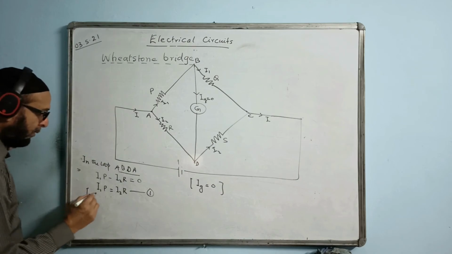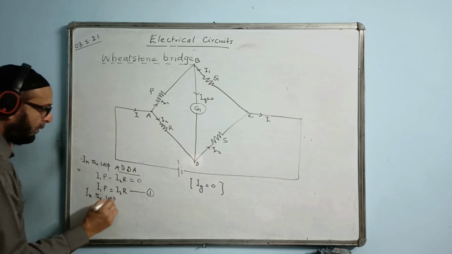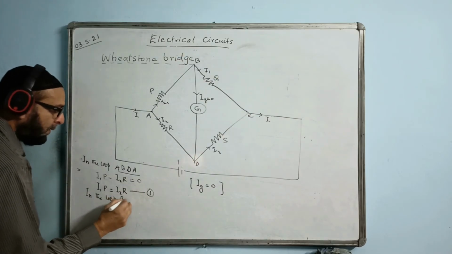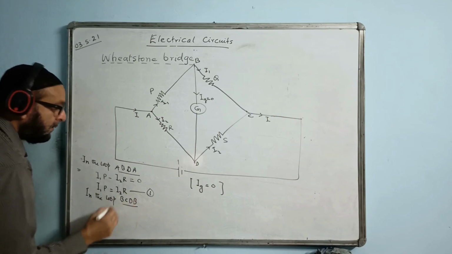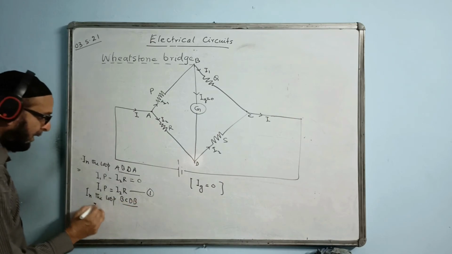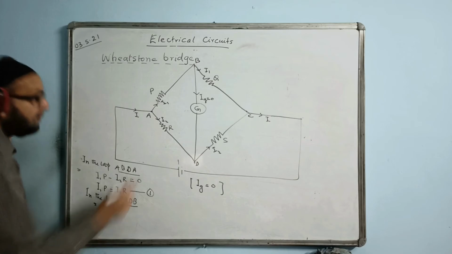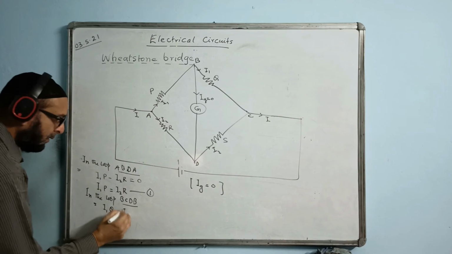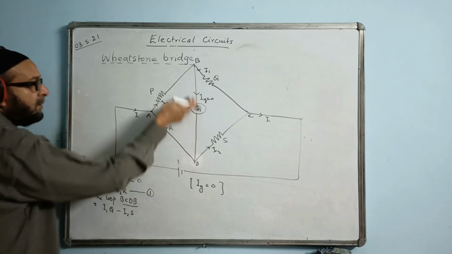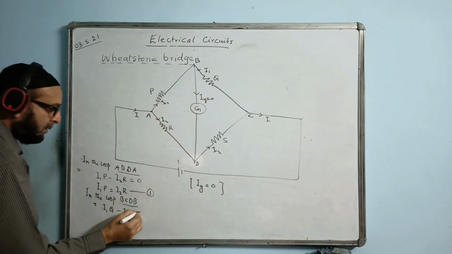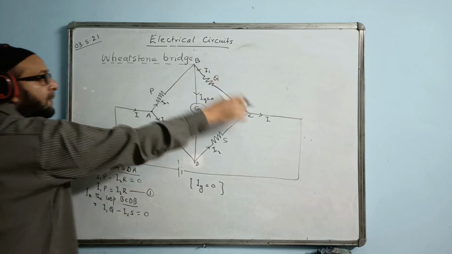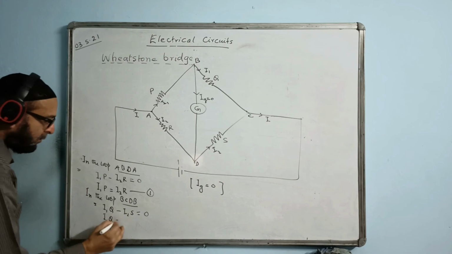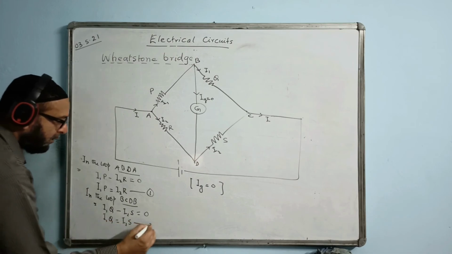Now another loop. The next loop I take this way, BC, in the loop BCDB. I will write I1Q minus, because this is the opposite direction, minus I2S, and this is 0, forget about it, that equals 0 volt. There is no battery connected in this part. From here I write I1Q is equal to I2S, equation number 2.